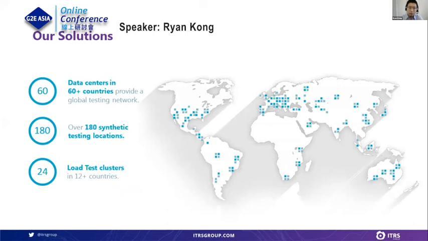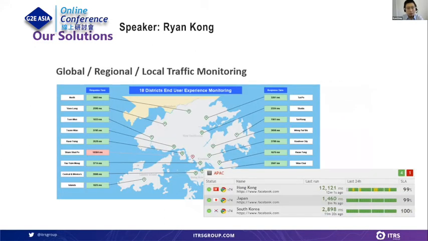So in our solution, we cover about 60 countries and provide 180 testing locations globally. And it can help you to simulate and monitor the global, the regional, and your local user traffic. And actually, it's your choice to set up the checks at the locations that you do want to monitor. And then we will present you the result like in the screenshot that you are seeing right now.